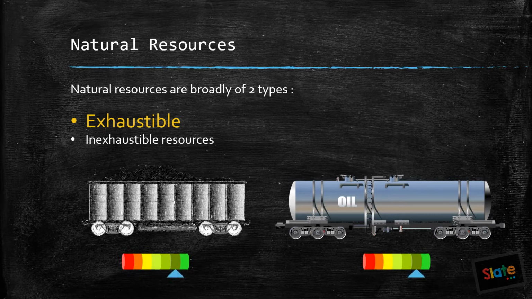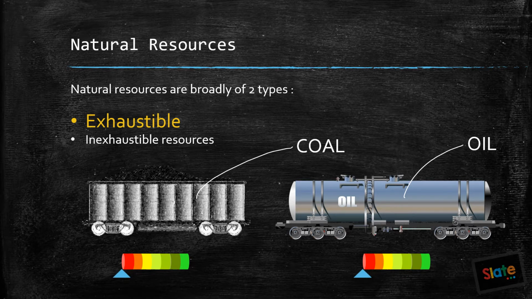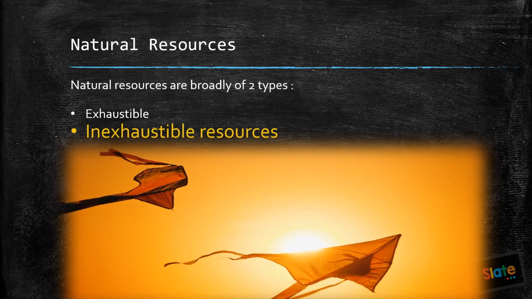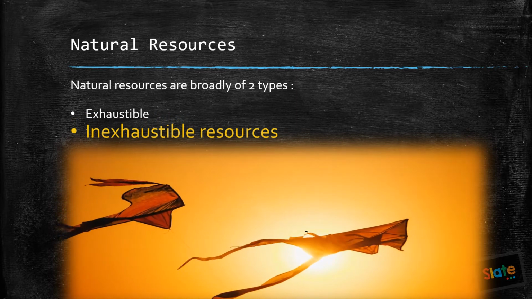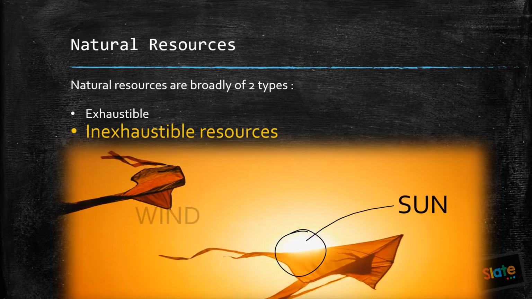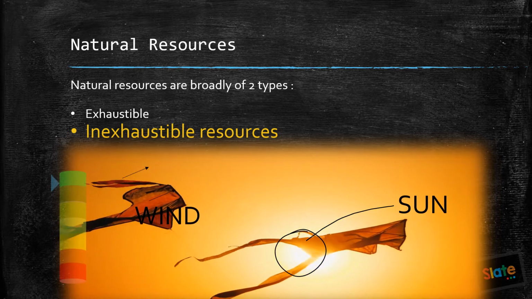For example, coal and oil are exhaustible in nature. This means that with time, they may not be available. Inexhaustible resources like air and sunlight are unlimited in nature and are not likely to be exhausted by human activities.